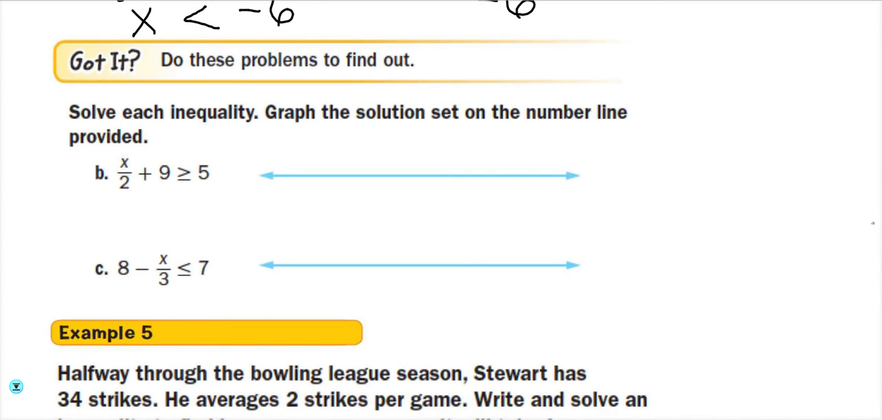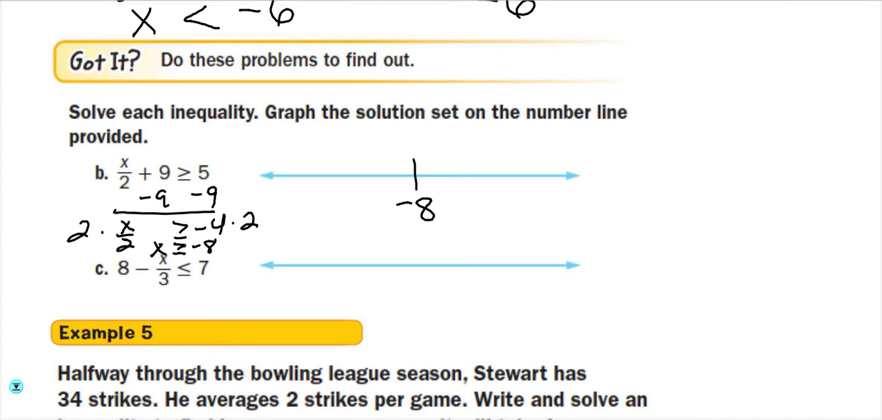All right, let's go ahead and try the got it questions by ourselves. Let's take a look. So we got letter B, we have x over 2 plus 9 is greater than or equal to 5. So we're going to minus 9. It's going to give me x over 2 is greater than or equal to negative 4. I'm going to times it by 2, and that's going to give me negative 8. Closed dot this time, and shading right.